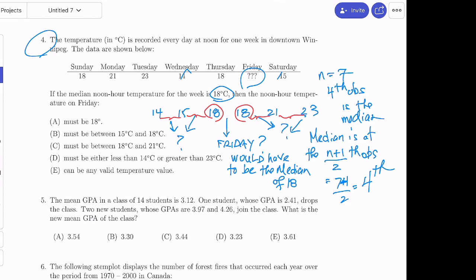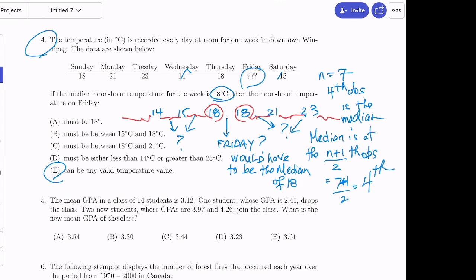Okay, so you guys see that it's E. It could be anything in any of those ranges or anything beyond those ranges. So the rule here is to understand how to get the median from these values and incorporate a new, other value. Because you have those two 18s in the center, it makes it possible that Friday could be any value, 18 or otherwise.